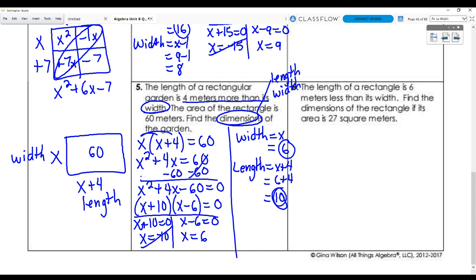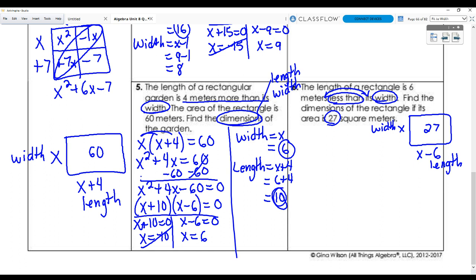Right. The length of a rectangle is 6 meters less than its width. The last thing in the sentence is plain x. So we have x, which is the width, and the length of the rectangle is 6 meters less than that. Remember, less than are turnaround words. So width minus 6 would be the length. Find the dimensions of the rectangle if its area is 27.